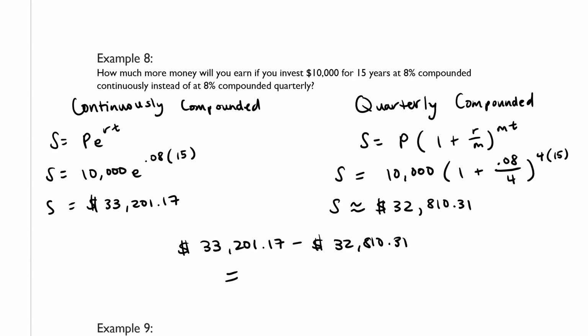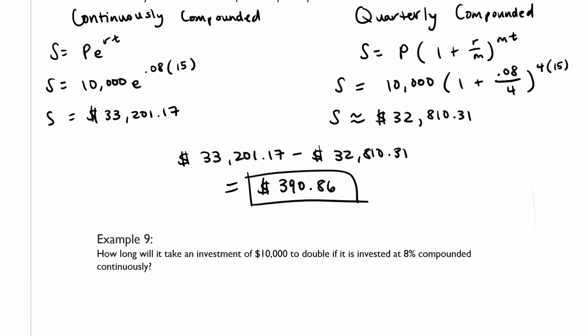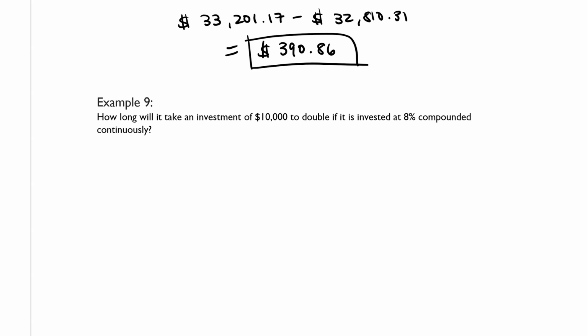that difference is equal to $390.86. So that is how much more money you are making if you have continuously compounded interest versus quarterly compounded interest. Let's move on to example 9.